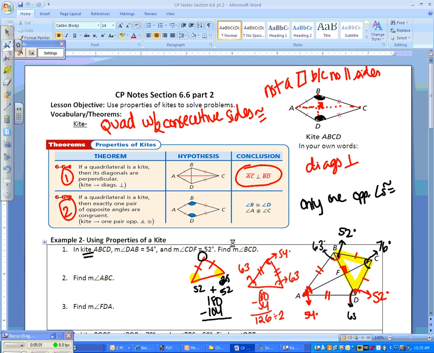So let's see if we can answer anything on the page. It says try to find angle BCD. BCD, we already answered that. That was 76 degrees. What about ABC? ABC is this entire angle. So you have to take 63 and add 52 to it, and we get 115. And the last one says FDA. And FDA we already solved, and we got 63 degrees. All right, so that's one way to do it, by looking at isosceles triangles.